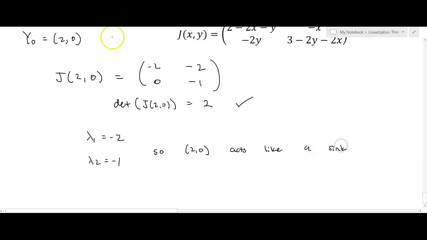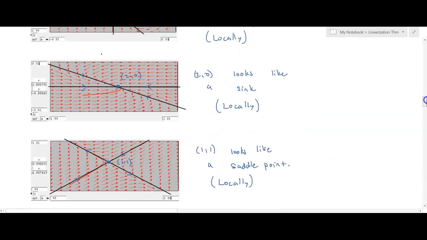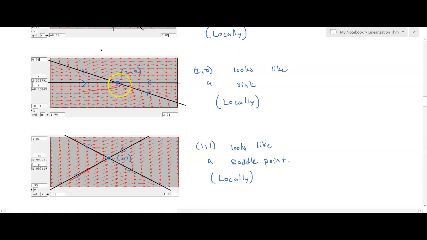And that is so cool because when we witnessed that back up here, we saw that in fact (2, 0) was a sink, and that some of the initial conditions that we picked would go to (2, 0) and the others would go to (0, 3). And this is helping to explain why.